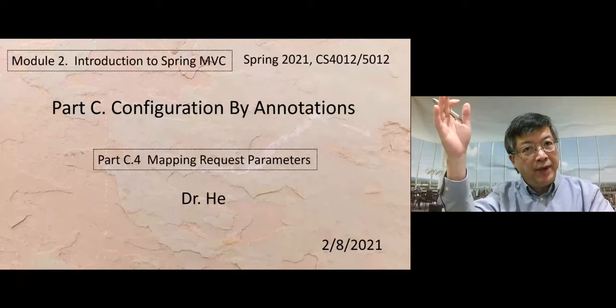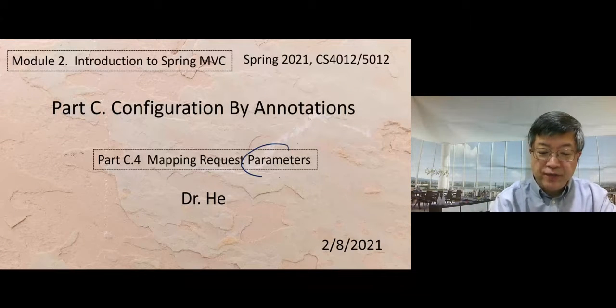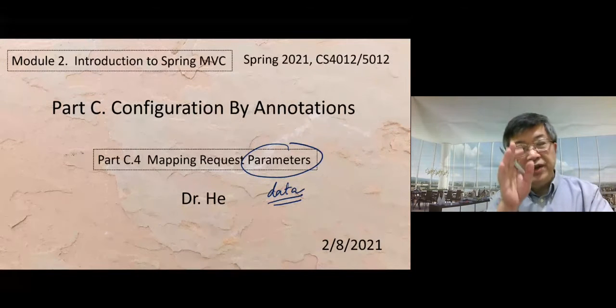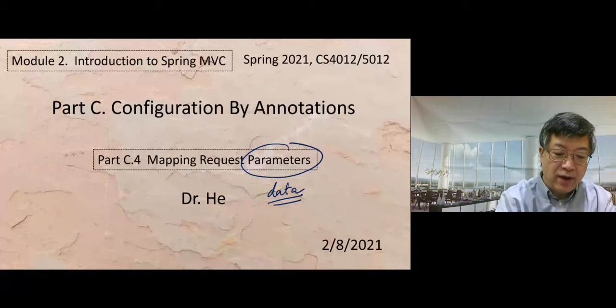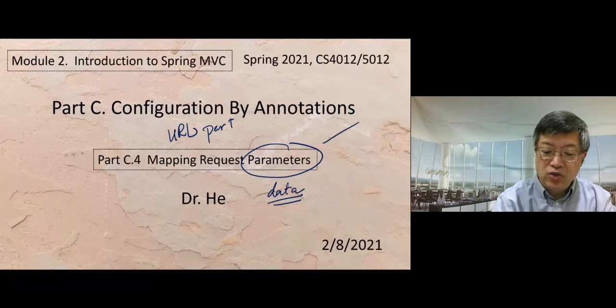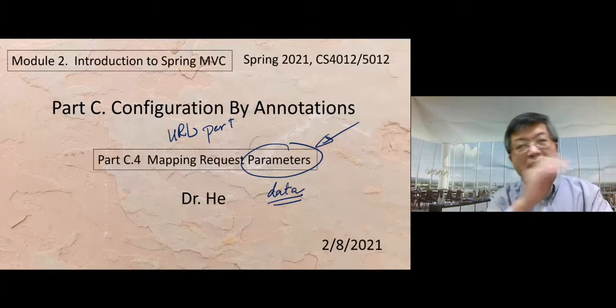Mapping request parameters. This one, you can see, finally, we get to the data part. In the previous two videos, we worked on the URL part, right? The URL part. Now, in this one, we work on the data part.